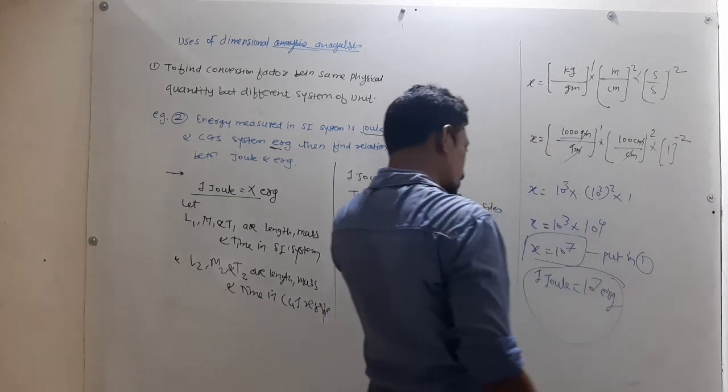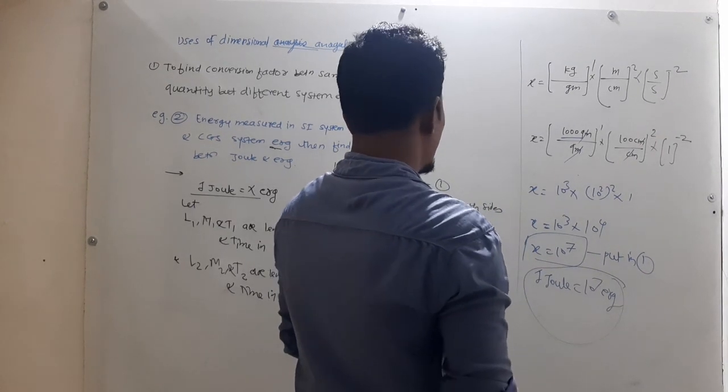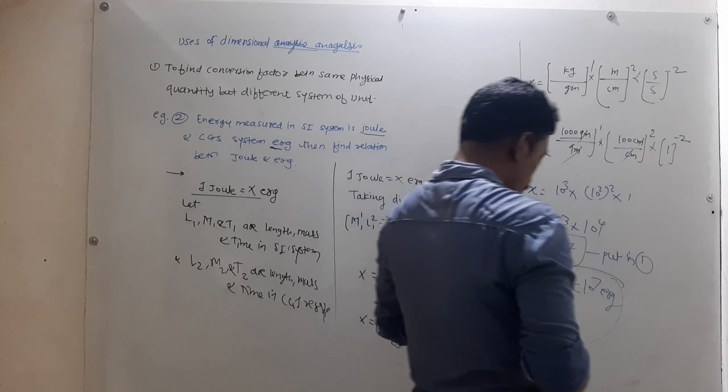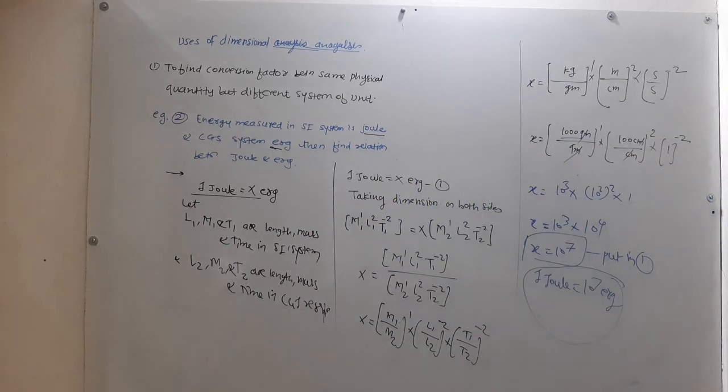In lower classes we already studied the conversion factor, that is 1 joule is equal to 10 raised to 7 erg. But this is the proof of it using dimensional analysis. Student, I completed 2 examples of finding the conversion factor between the same physical quantity but different systems of units. Continue this example.